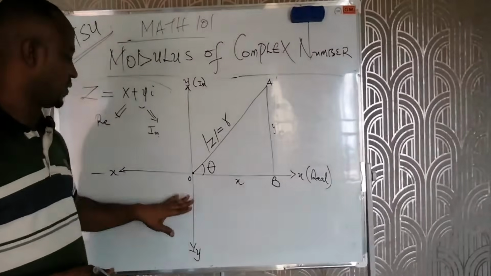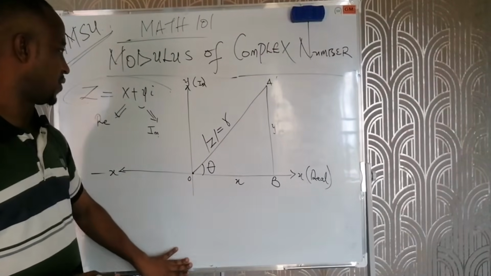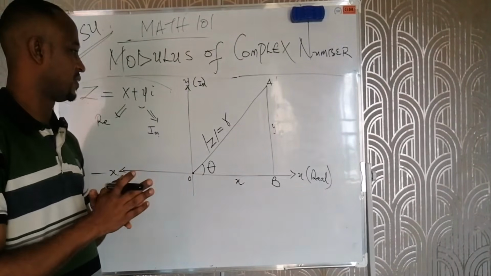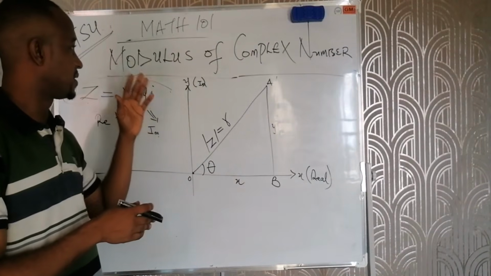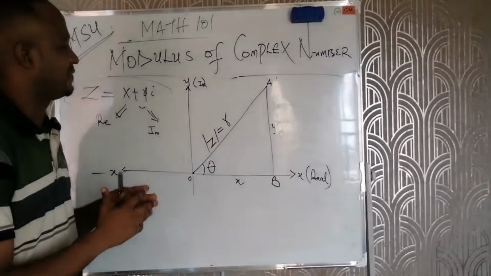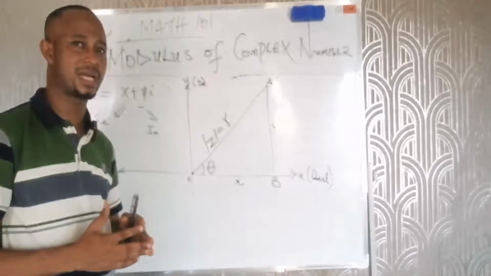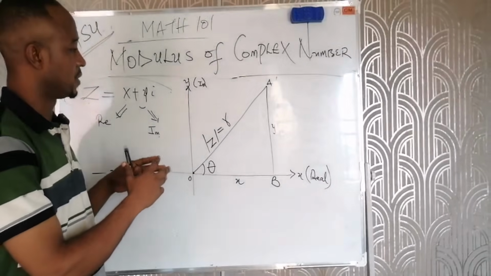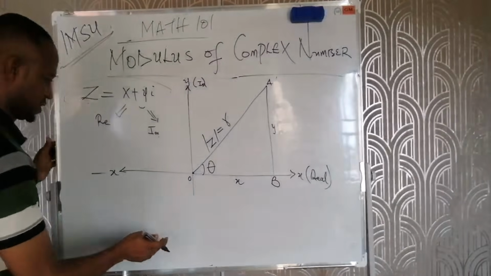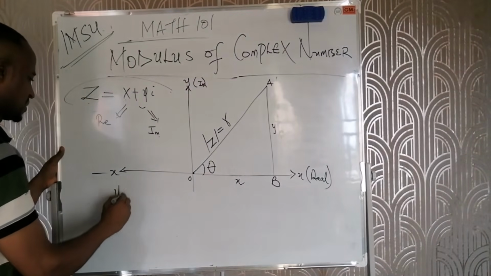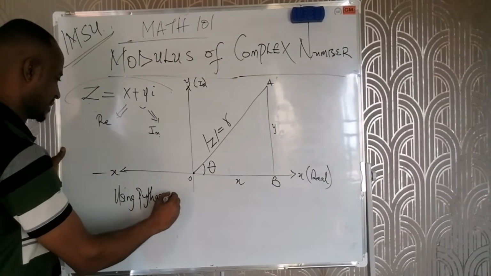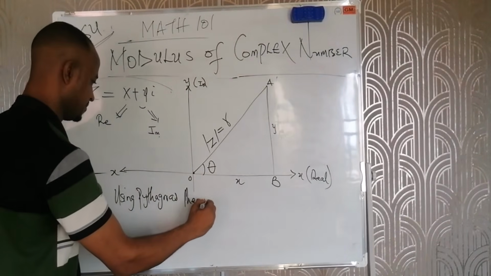But to find the modulus, we're looking for the modulus of a complex number. How do we derive the expression for the modulus, or the length, of a complex number? Whenever we have a right angle triangle, the only rule that can be used to find any side of this triangle is the Pythagoras theorem, right? I'm going to introduce using the Pythagoras theorem.